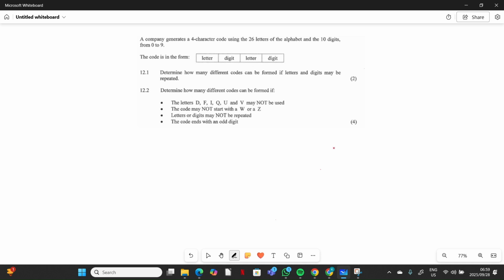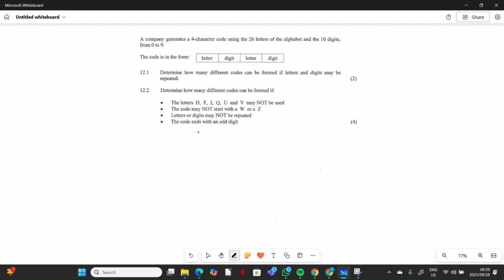Let's look at codes under probability, right? In this question, they say that a company generates a four-character code using the 26 letters of the alphabet and the 10 digits from 0 to 9. They're saying that the code has to be in the form of a letter, a digit, a letter, then a digit. So the first one says: determine how many different codes can be formed if letters and digits may be repeated.